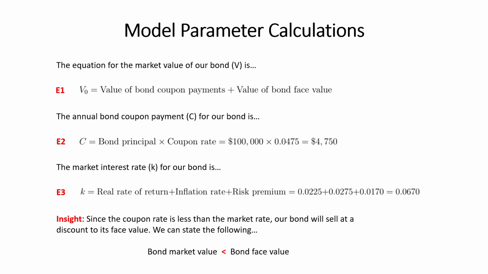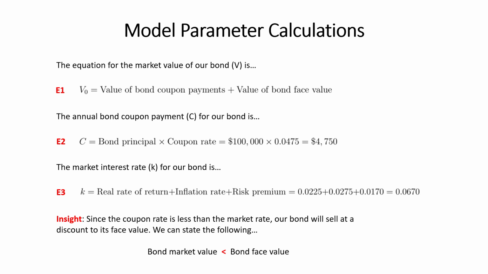So the way that we determine k is we say that the market rate, or this is what the bondholders expect to return annually on this bond, is going to be the real rate of return, plus the inflation rate, plus the risk premium. And in our case, if we go back to the model parameters, the real rate of return is 2.25%, the inflation rate is 2.75%, and the risk premium is 1.7%. So if you add all those together, the market expects to earn 6.7% on this bond.